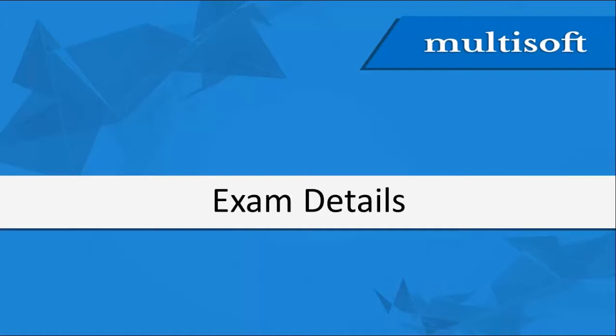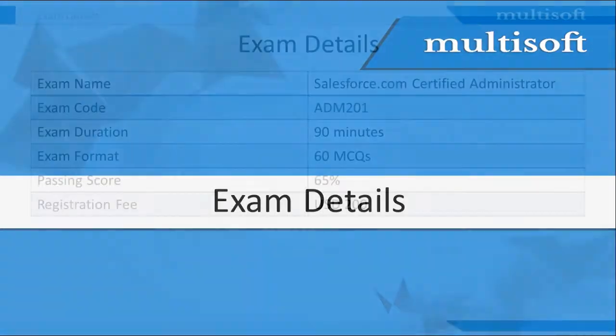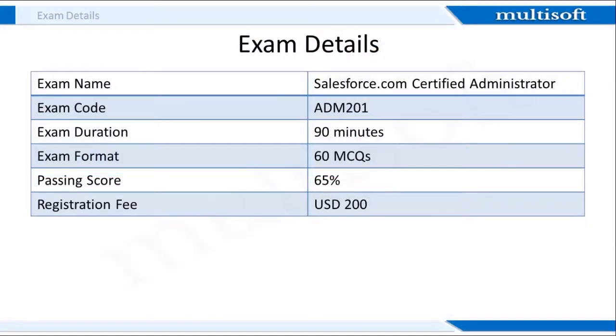Let me now share the exam details with you. In order to get certified in Salesforce administration, candidates need to take the Salesforce.com Certified Administrator exam. The exam code for it is ADM 201. In a total duration of 90 minutes, candidates need to attempt 60 multiple choice questions with a passing score of 65%. The registration fee for this exam is USD 200.